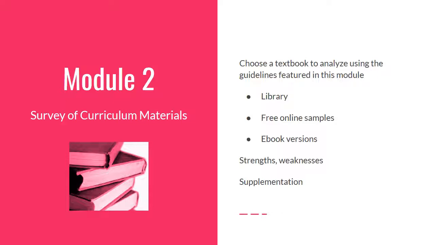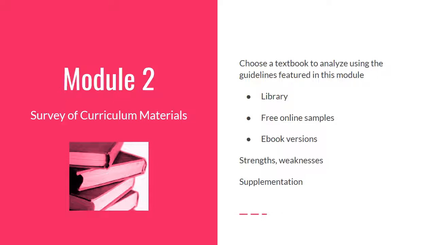Research 5 to 7 ESL or EFL curriculum materials according to the guidelines presented in this module. You can find ESL textbooks in our library, free sample units on publishers' websites, or find ebook versions online. You do not have to purchase materials to do this assignment, and it is okay if the materials you find in the end are not the best to use. You simply need to practice doing such analyses.